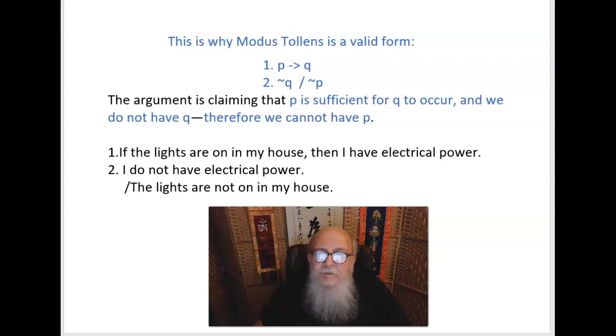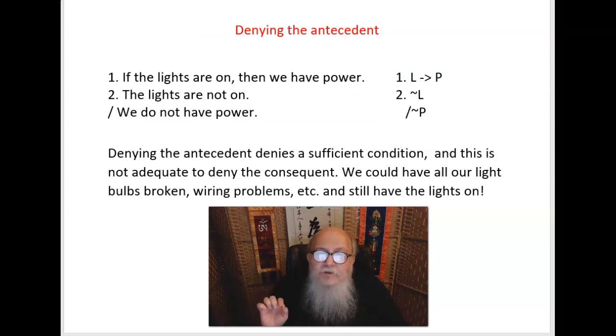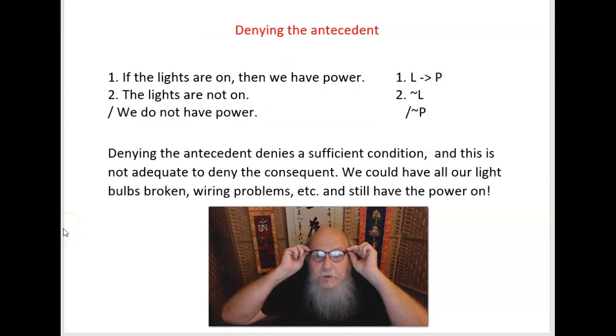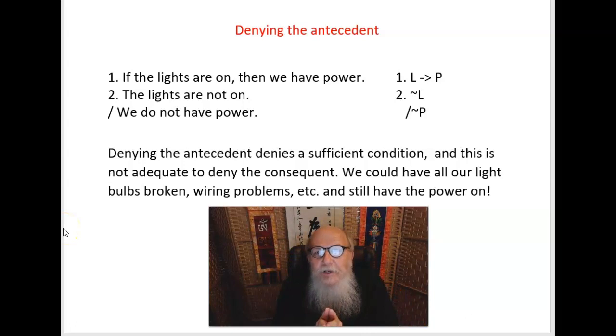This argument is claiming that P is sufficient for Q to occur, but we don't have Q, so we can't have P. If the lights are on in my house, then I have electrical power. I do not have electrical power, so the lights are not on in my house. The language of this also helps us understand how the infamous forms we looked at before, denying the antecedent and affirming the consequent, don't work.